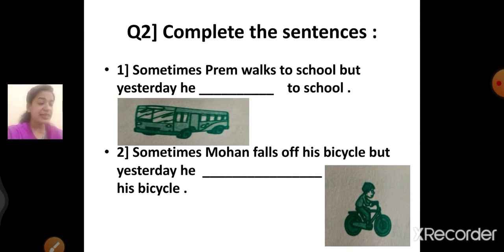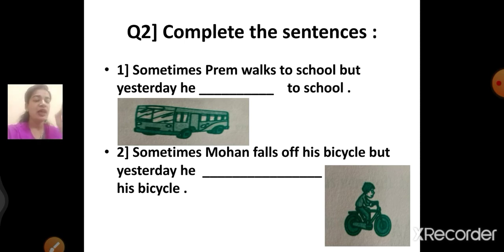Now this is our second exercise. Complete the sentences. Now children, pictures are given here and we will read the sentence, then I will explain to you what you have to do. See the first sentence. Sometimes Prem walks to school, but yesterday he dashed to school.